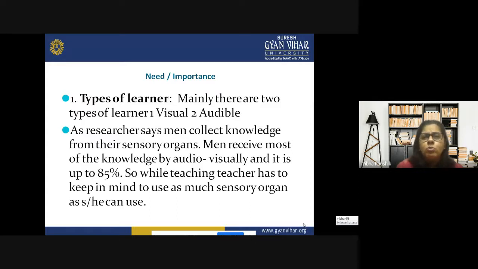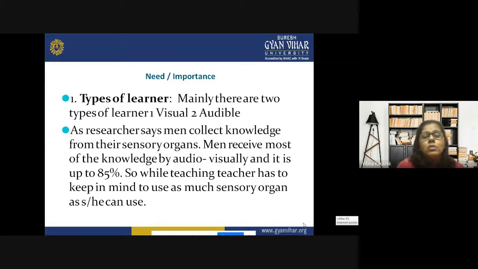Visual, those who love to learn when the teacher is presenting everything in a visual form to them, means the teacher is writing everything on the board, the students are satisfied with that teaching learning process. Audible, when the teacher dictates and lectures each and everything, then those students are satisfied, and they think that today they have understood the concept in a better manner.